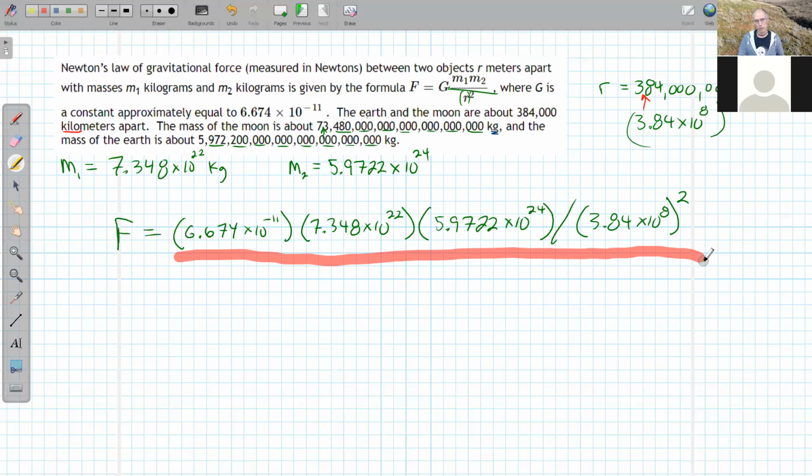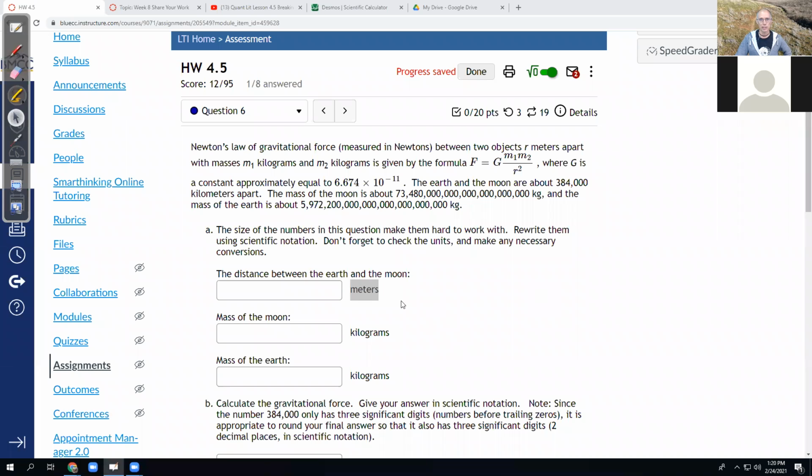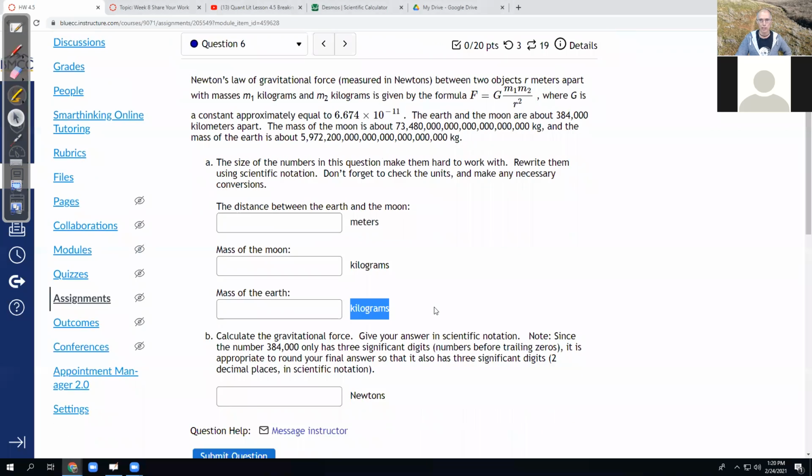So not too bad if we count carefully, read the fine print, double check I got all the right fine print. Let's see, meters versus kilometers, we fixed that. This says kilograms, that says kilograms. Kilograms, kilograms, we're cool there.